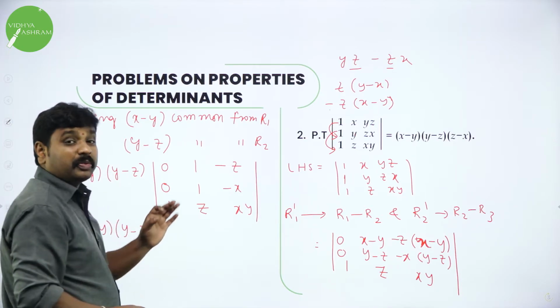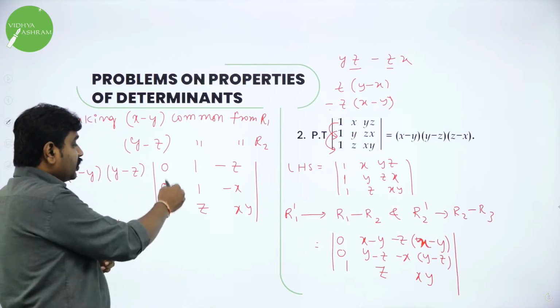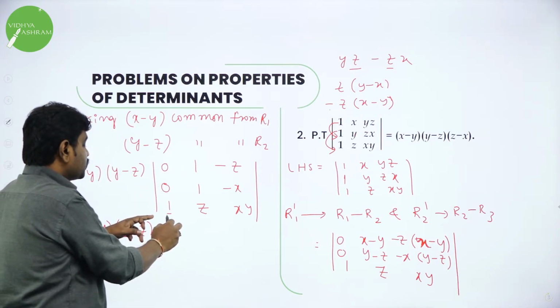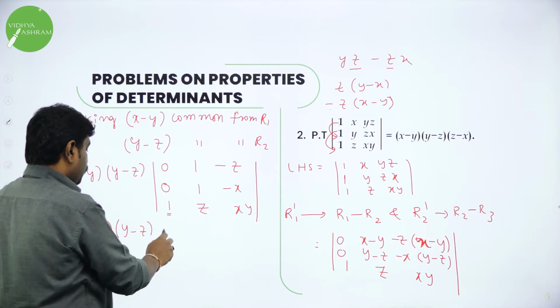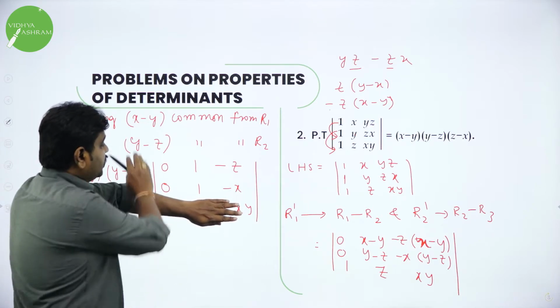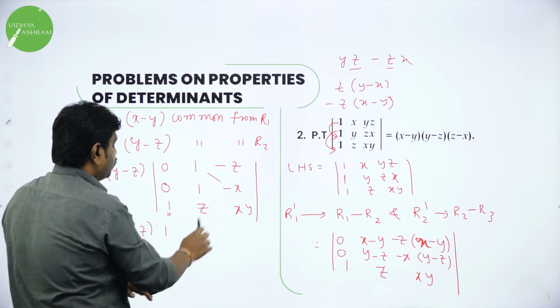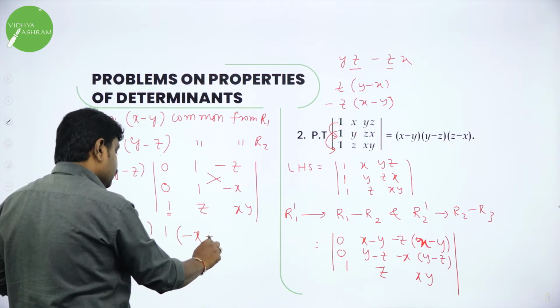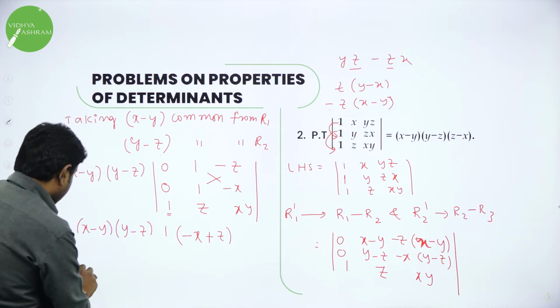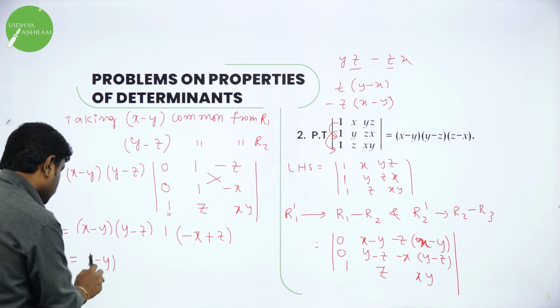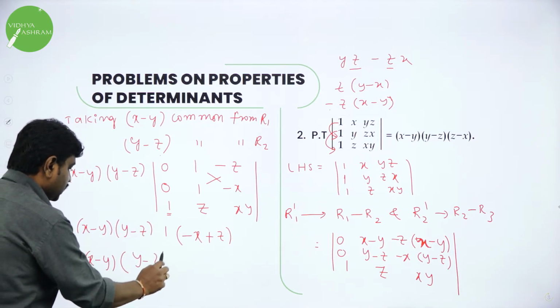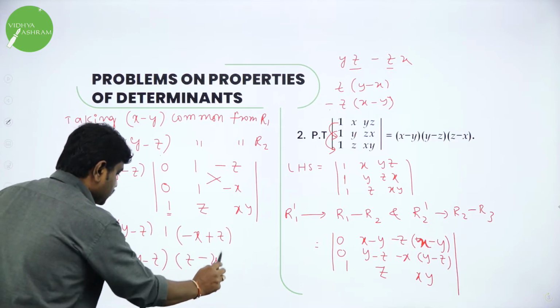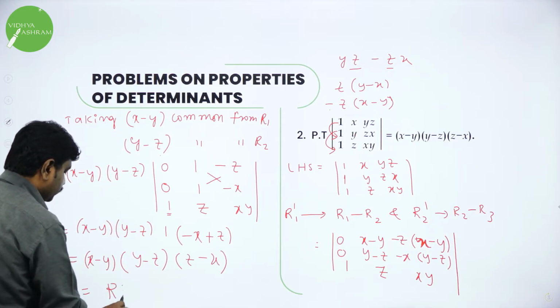So expand this. Expansion is easy. First two elements are zeros. Expand with this element, which is 1. Delete the column where 1 is, delete the row where 1 is. We have these two. 1 into minus x is minus x, minus 1 into minus z is plus z. So rearrange, x minus y into y minus z into z minus x. This is the RHS, hence the proof.